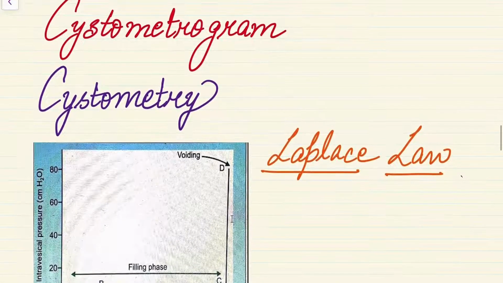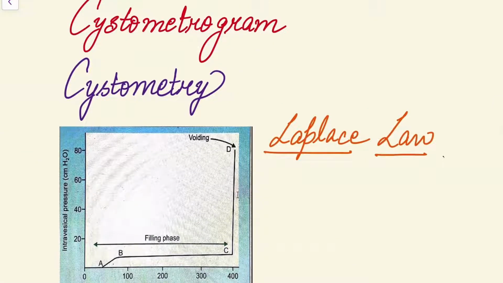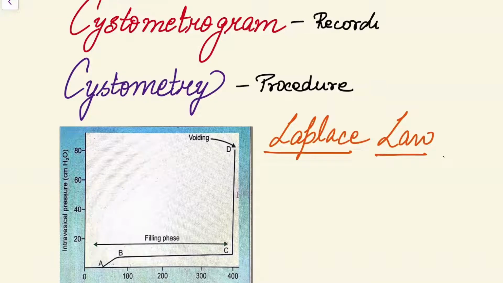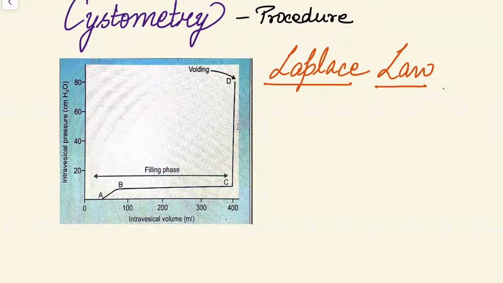Now, the diagram you can see here is the cystometrogram, and the procedure that has been used to obtain it is cystometry. So this is the procedure, don't get confused with the terms, and this is the recording as I've put a picture down. Now, we need to understand that this recording is based on Laplace law, which states that the pressure inside a spherical viscus is equal to twice the tension upon the radius of the spherical viscus.